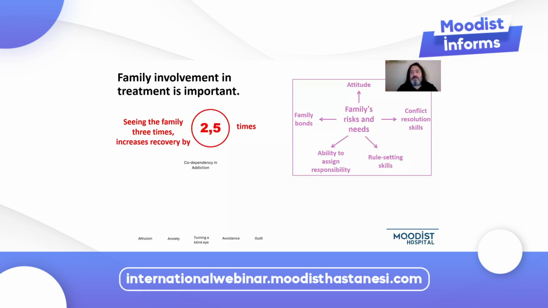Then, ability to assign responsibility. Addicts don't take responsibility most of the time. And therefore, the family needs to learn to give that responsibility. Rule setting skills, something I find lacking most of the time. Families need to increase their capacity to set rules.